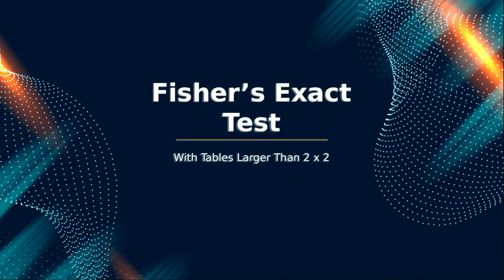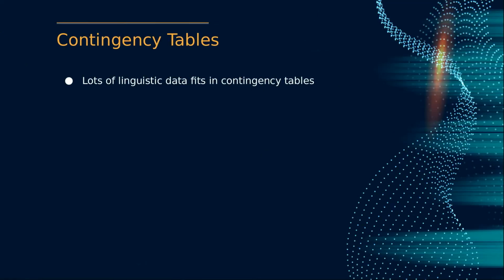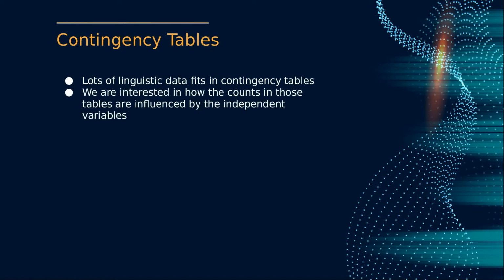In this episode, I want to look at a Fisher's exact test with contingency tables larger than 2 by 2. Lots of data in linguistics fits into contingency tables, and what we're generally interested in is how the counts in the tables are influenced by the independent variables.